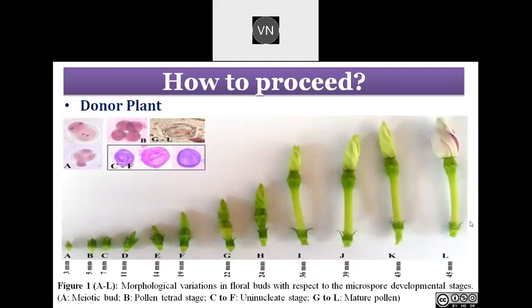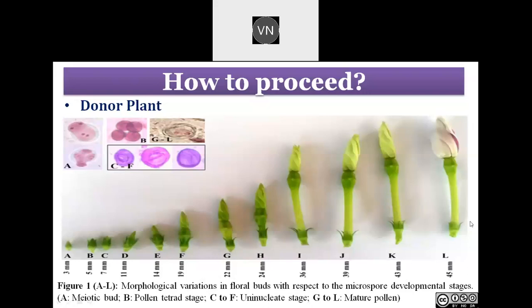Now to begin with the experiment, what we have to do? First, we have to go for cytological investigation. By cytology, I mean, unlike other tissue culture practices, we cannot generally go directly to plants, pick up any plant part and go and culture.